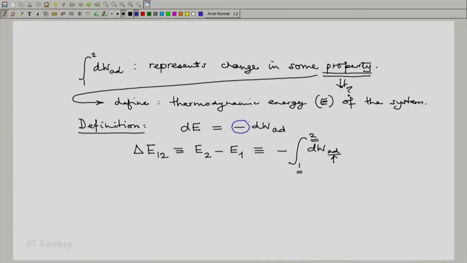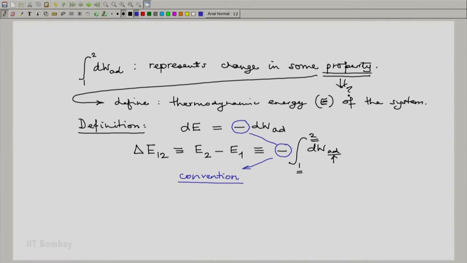Now, one thing we will notice is that we have used a negative sign. This negative sign is a matter of convention. We have come across one convention already. That was the convention for work interaction. We said that let us consider the work done by the system to be positive.